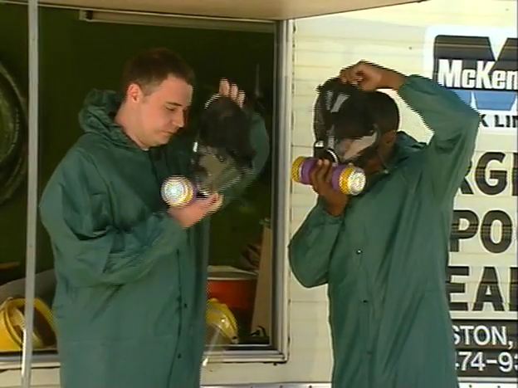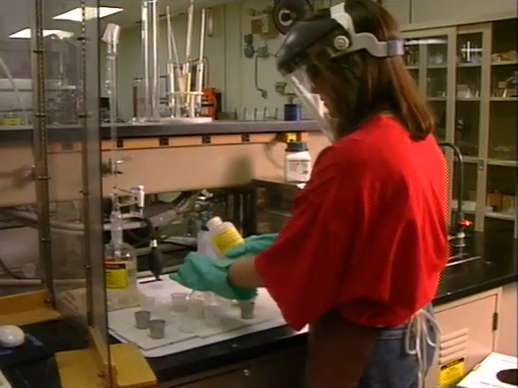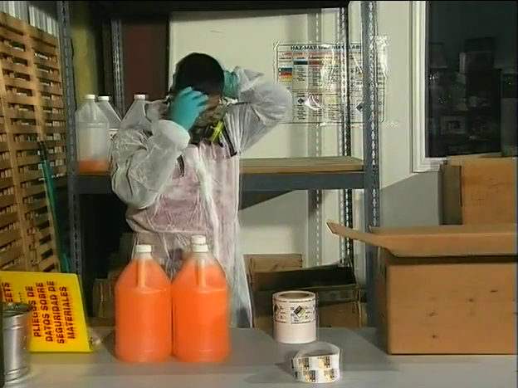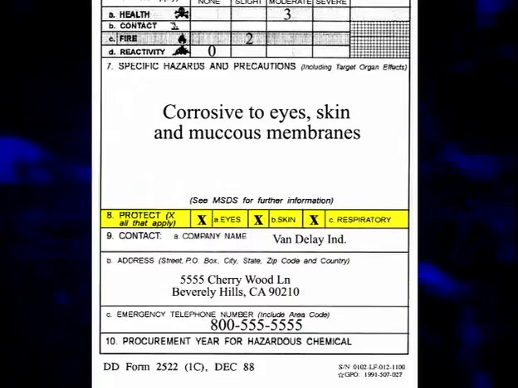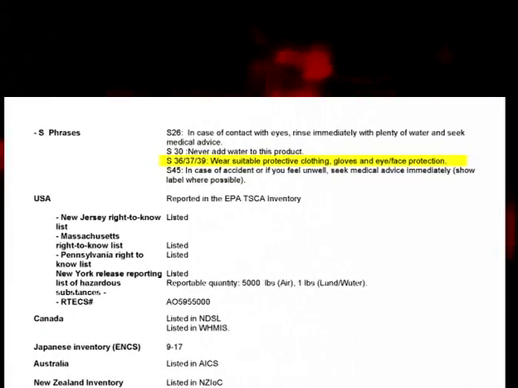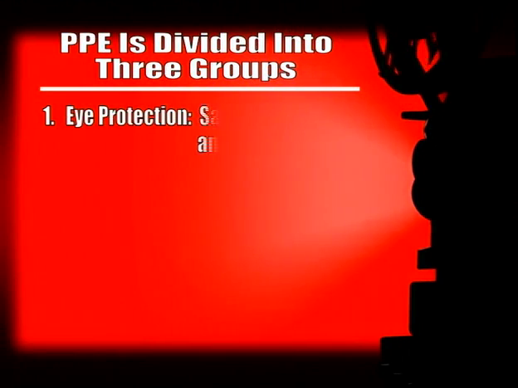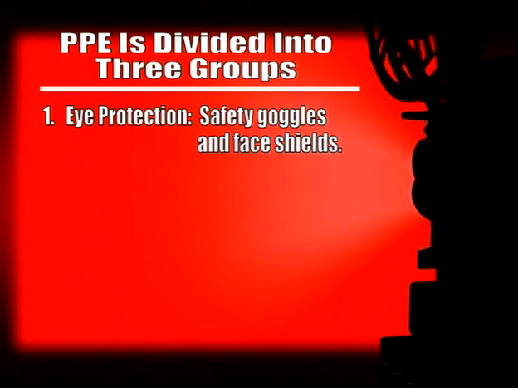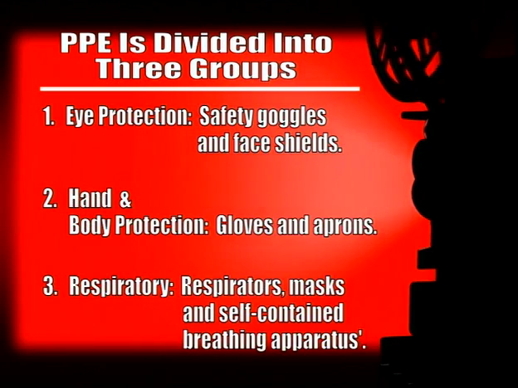To reduce the potential for risk of exposure, personal protective equipment, PPE, should be worn that is appropriate for the chemical being used. Information on the correct PPE can usually be found on the chemical's label. A chemical's MSDS may also provide information on the proper PPE to be worn. PPE is usually divided into 3 groups: eye protection, safety goggles and face shields; hand and body protection, gloves and aprons; and respiratory, respirators, masks, and self-contained breathing apparatus.